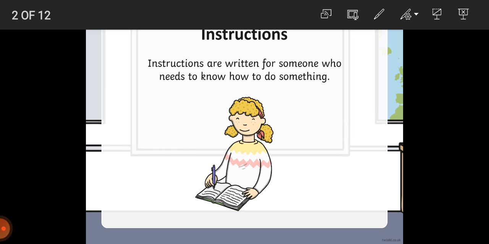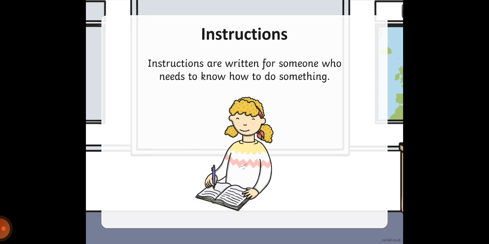First of all, what are instructions? Instructions are written for someone who needs to know how to do something. So if I want to know how to do anything or to make anything, I should search for an instructions text to help me. For example, this girl here, maybe someone asked her to make a sandwich, to clean her room. So she will be writing an instruction text for her friends so that they know exactly what are the steps they should follow to achieve or do whatever they want.